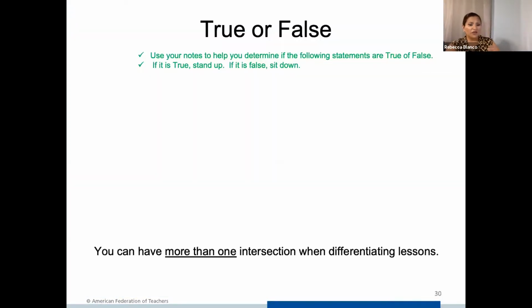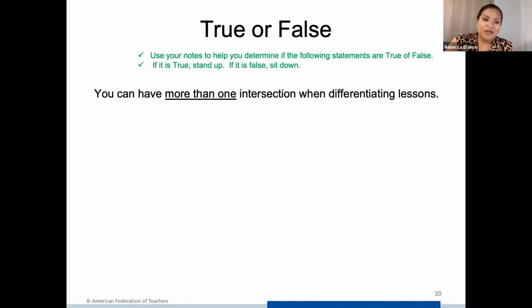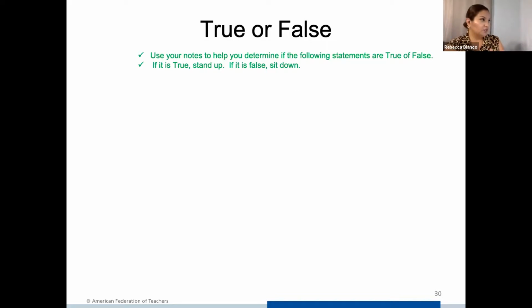And then we're going to go ahead and ask you to please stand up. We're going to do a true and false, and I'm going to ask you to please stand and turn on your cameras so that we can play this game. It's just to review your content and your points of intersection. I do see Carol and Jamie have their cameras on. Tammy, thank you for participating. And I'm going to go ahead and stand too. All right, so here we go. If it's true, you're going to stand up. If it's false, you sit down.